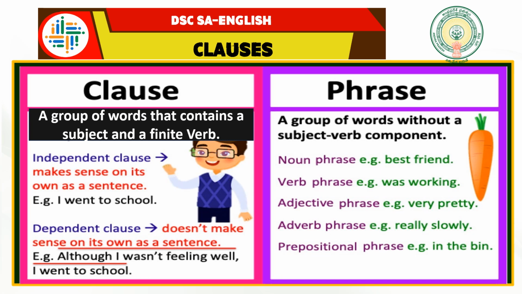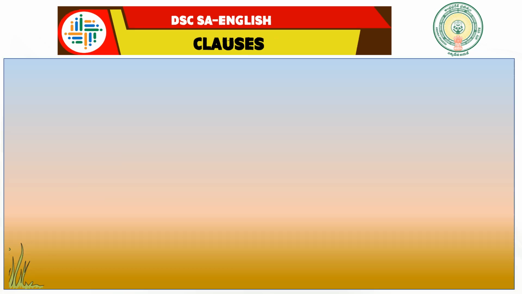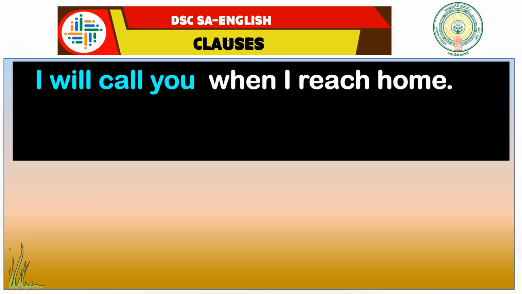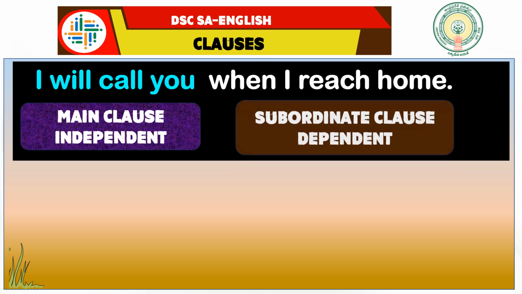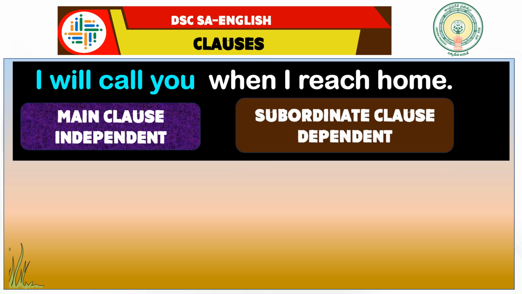Okay. So now let's look at some of the questions we may get under this category. "I'll call you when I reach home." So here, what is the main clause? I will call you. If you say when I reach home, the sentence is not complete. So that's what we call a subordinate clause or dependent clause.